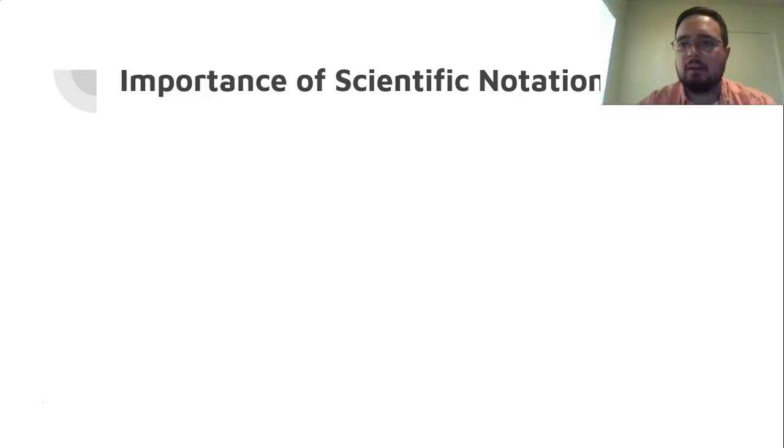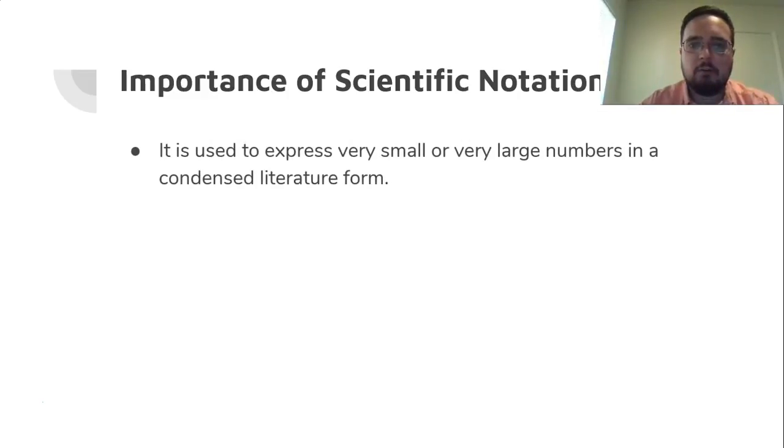So, the importance of scientific notation. It is used to express very small or very large numbers in a condensed literal form. So instead of writing 100 billion all the way out, we try to condense it down into a notation that means the same thing as 100 billion, but is just written a little differently.